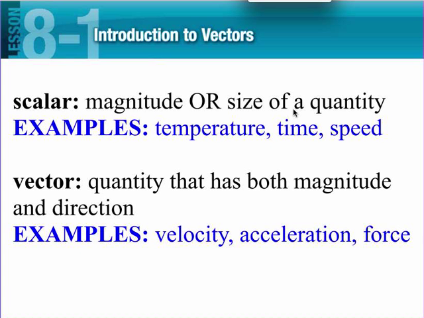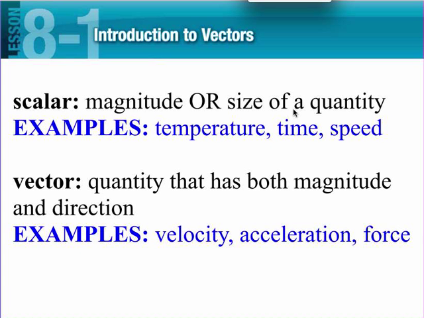Vectors. First of all, we need to define two things before we deal with vectors. The first is what a scalar is. A scalar is a magnitude or size of a quantity. Examples of scalars: temperature, time, speed. A vector is a quantity that has both magnitude and direction.